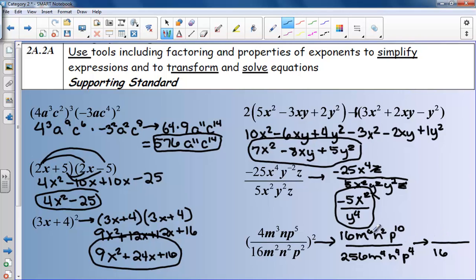I had 6 m's on top and only 4 on the bottom, so I'm going to have 2 left, and they will be on the top. I had 2 n's on top and 4 on the bottom, so I'm going to wind up with 2 n's left, but they will be on the bottom, because there were more there to start with. I had 10 p's on the top, 4 on the bottom, so there were more on the top. I will have 6 left there. And that is my simplified answer. Again, can't graph those to check them.